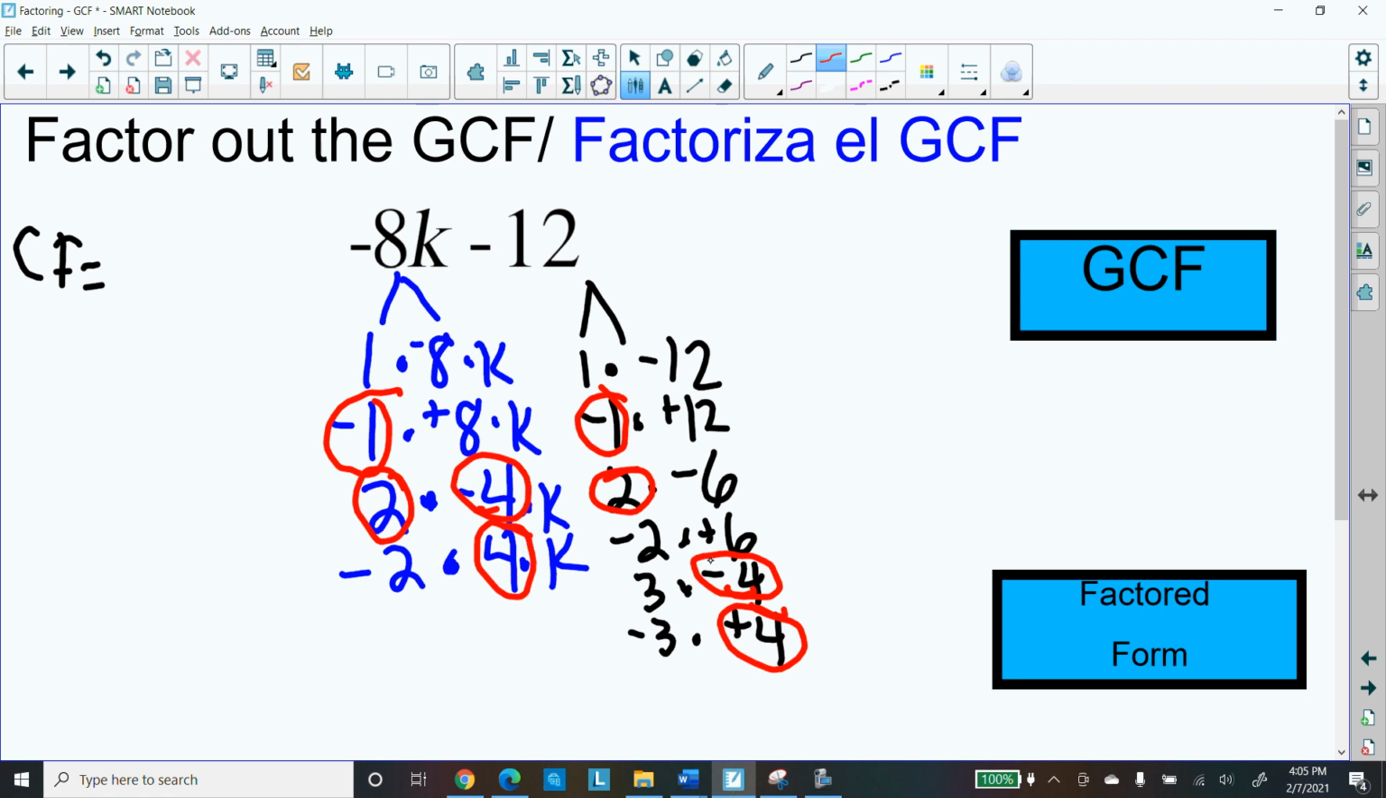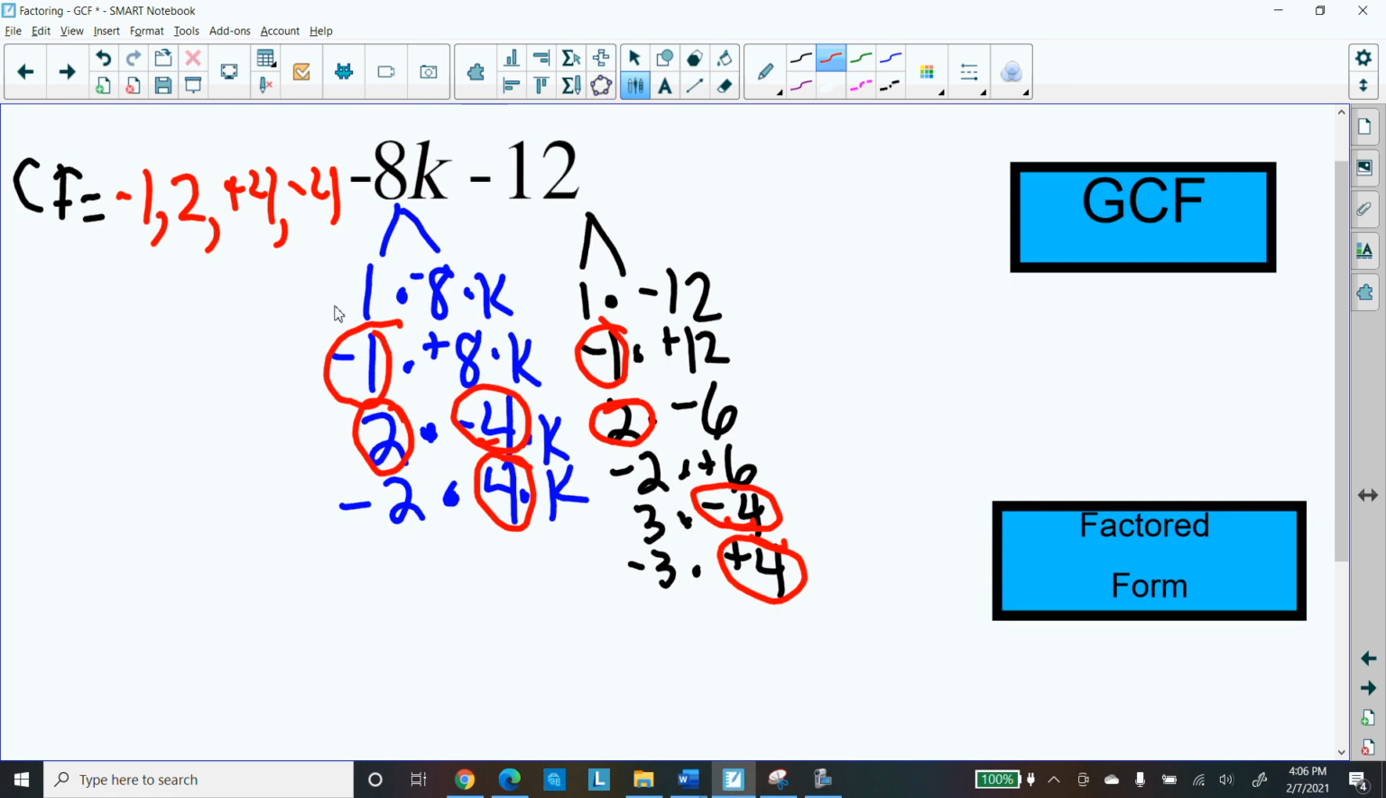So let's list them out. So we got -1, we got 2, we got 4, and -4. +4 and -4. So the greatest one would be +4, but we want to factor out a negative in this case. So let's factor out the -4. So I want to factor out the -4. So that'll be this one.